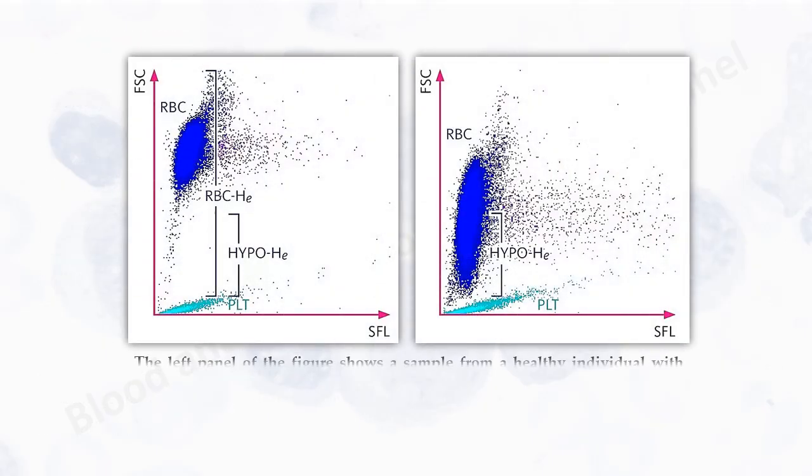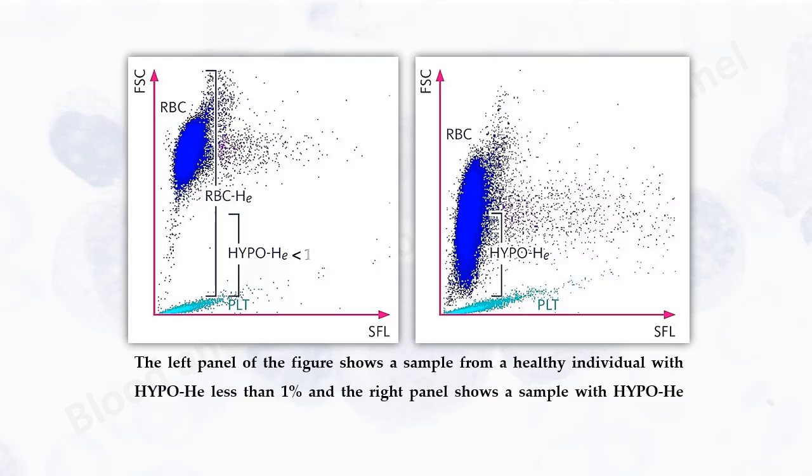The left panel of the figure shows a sample from a healthy individual with hypohemoglobinized erythrocytes less than 1%, and the right panel shows a sample with hypohemoglobinized erythrocytes more than 60%.